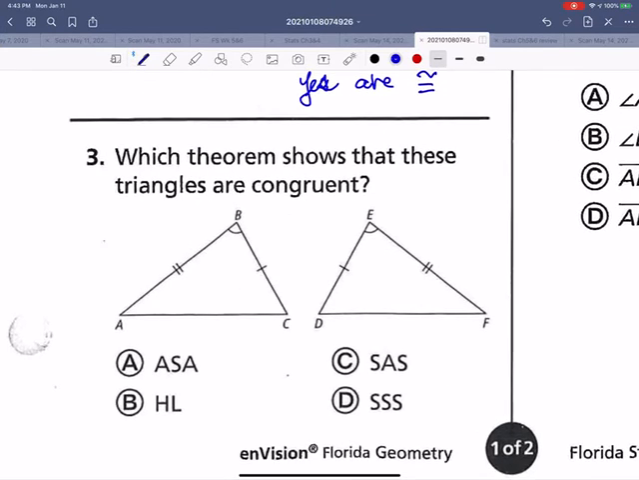3, which theorem shows that these triangles are congruent? So I have a side, an angle, and a side. A side, an angle, and a side. That's going to be good, right? SAS. Nice.